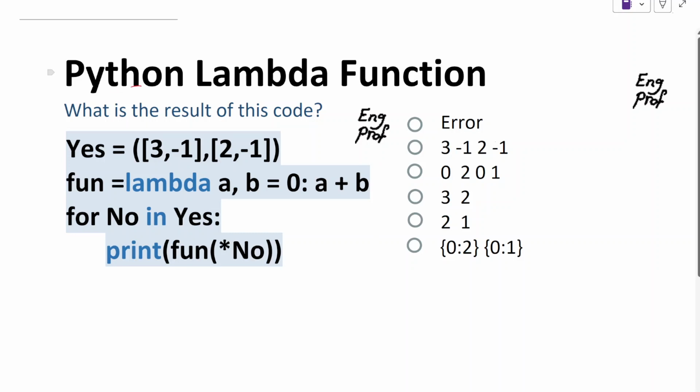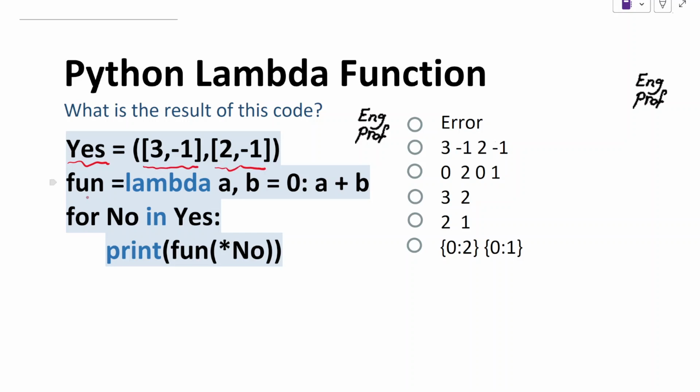In this Python Lambda function quiz question, we are defining a brief code involving a Lambda function, and then we want to find which one of these multiple choices is the correct answer. So we can see that first the tuple is defined, which is named yes, and the tuple has two components or elements, each of them a list.